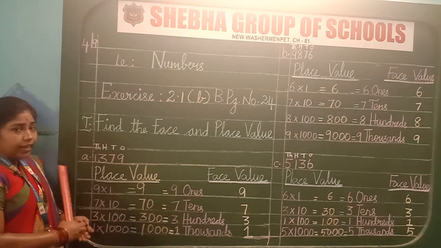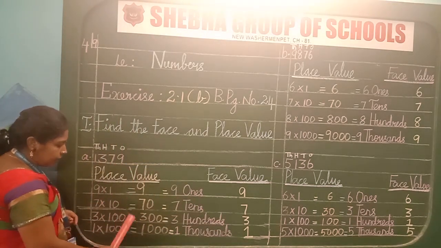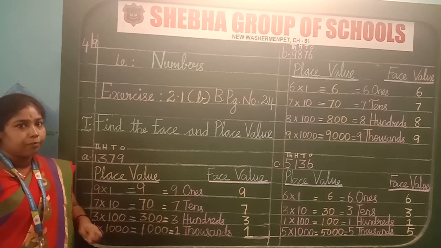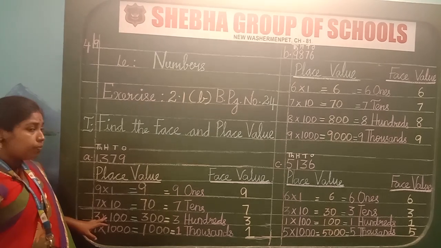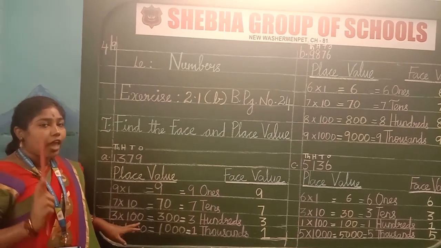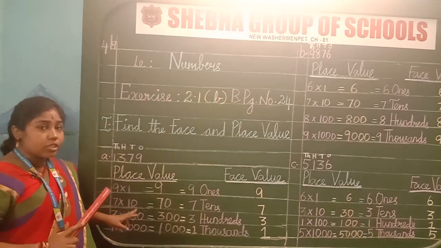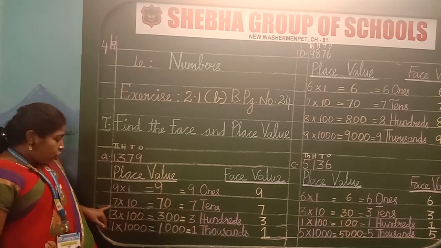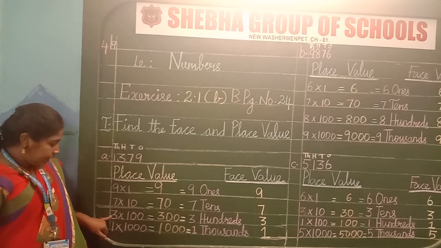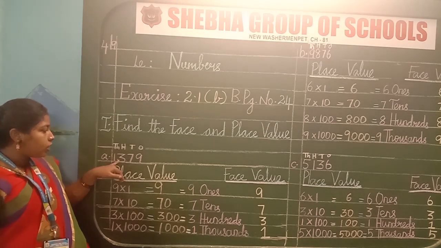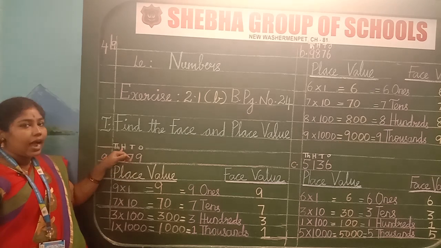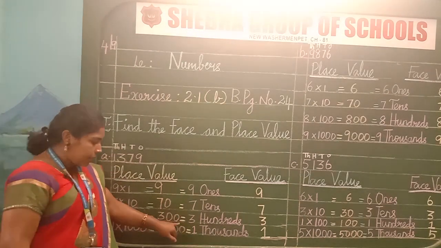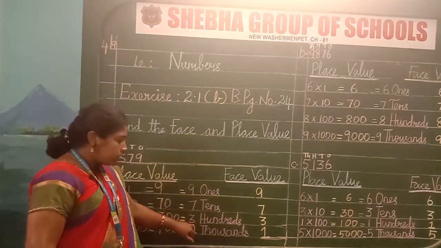Whenever you are writing, children, make the equals sign in the correct order so your notebook will look neat. And don't scribble. Whenever you are writing, you have to look at the numbers properly and then write. It is very important. Followed by 7, you have to write 3 in the next line. And what is the place value for this? 100. So 3 into 100 equals 300.